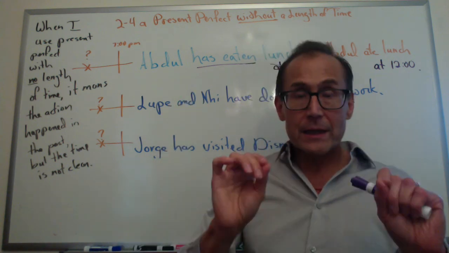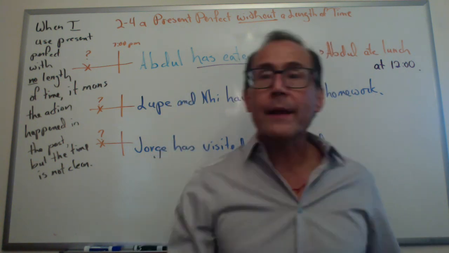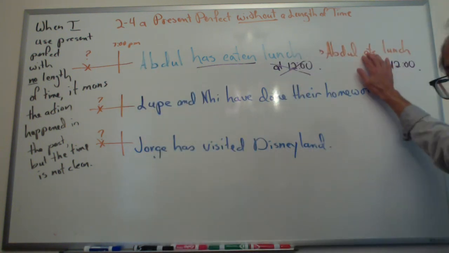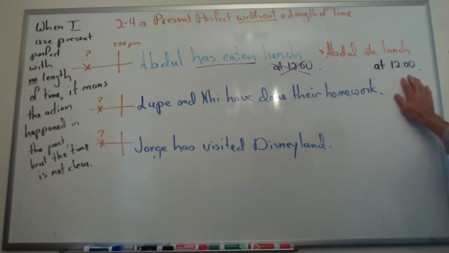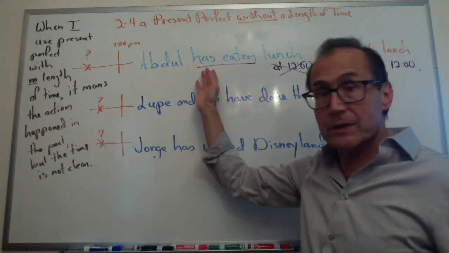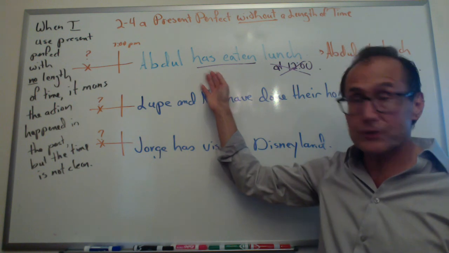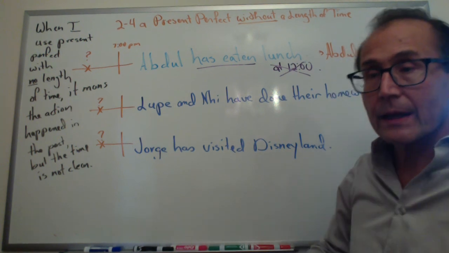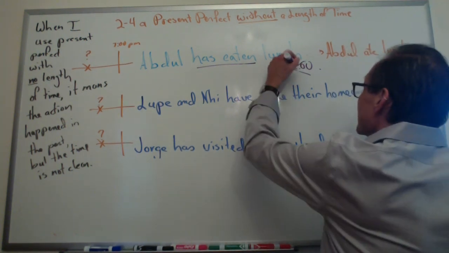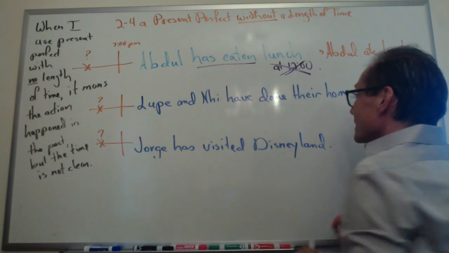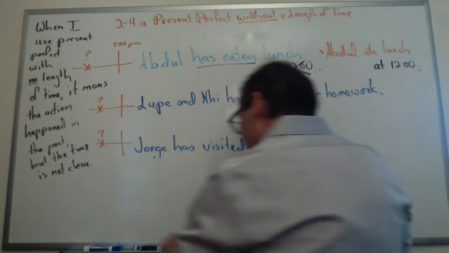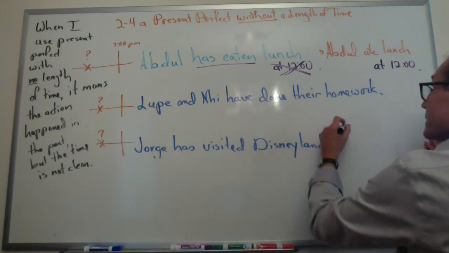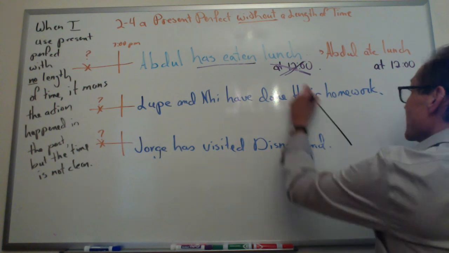So let me say that point again, then let me write it on the board. If I want to say the time, I need to use a past tense, like Abdul ate lunch at 12. If I'm using present perfect with no length of time to show it happened in the past, but the time is not clear, then I cannot use a length of time. I cannot do that. So, let me make a note over here. Abdul ate lunch at 12.